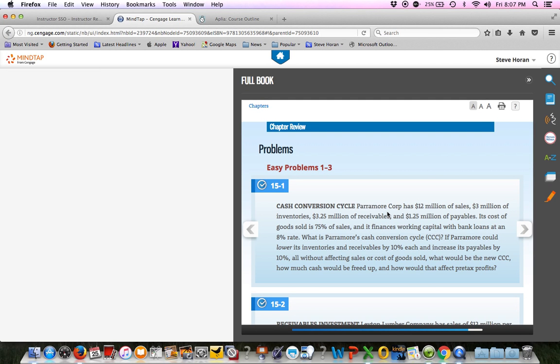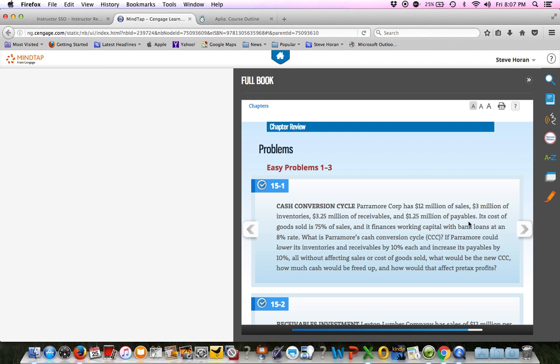About chapter 15 problems. I've got the screen open to our ebook, and I want to go over problem 15-1 because it really does have some good information in that problem about the CCC, the cash conversion cycle. And you can see here the problem. Let's read it out loud so everybody gets a catch for what's going on here.